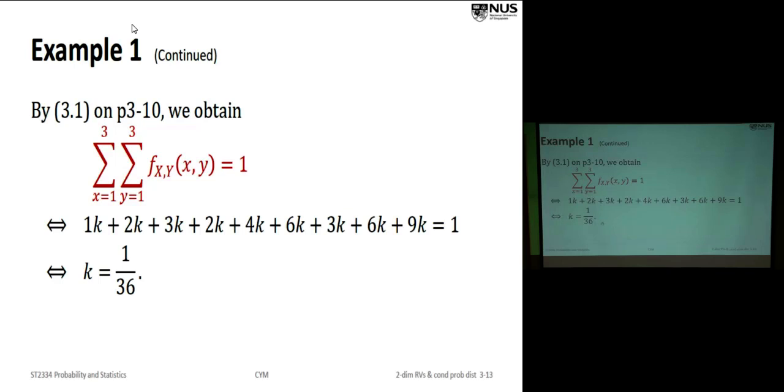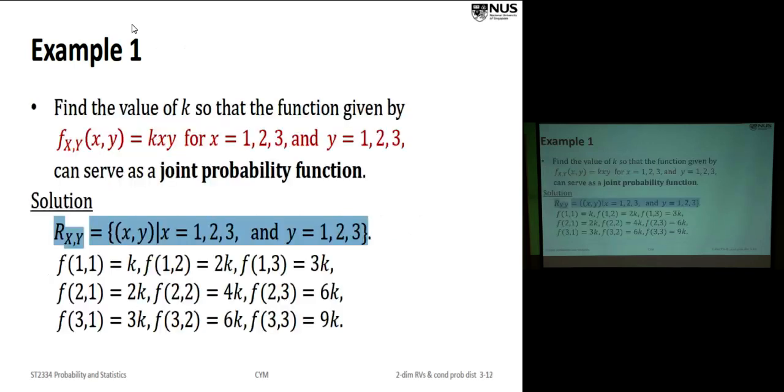So if k is equal to 1 over 36, indeed this function is a joint probability mass function for the pair of random variables x and y, which are defined on the set {1, 2, 3} and {1, 2, 3}. Okay?